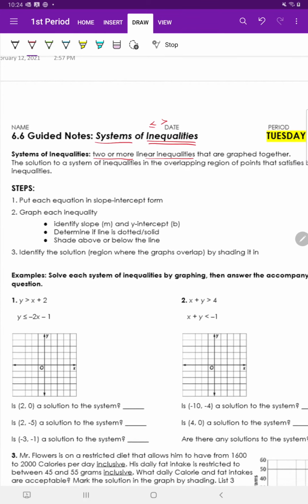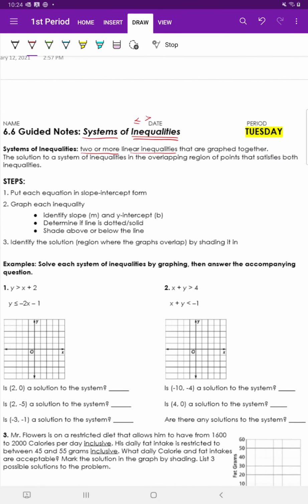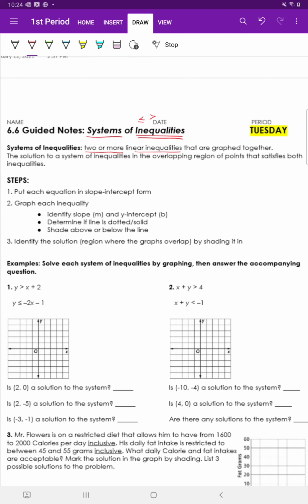So the definition of a system of inequalities is two or more linear inequalities that are graphed together, on the same graph. The solution to a system of inequalities is going to be the overlapping region of points that satisfies both inequalities. That's very similar to the solution to a system of equations, where we're looking for the point that's a solution to both equations. Now we're looking for the points that are solutions to both inequalities. So let's talk about the steps to finding these solutions.